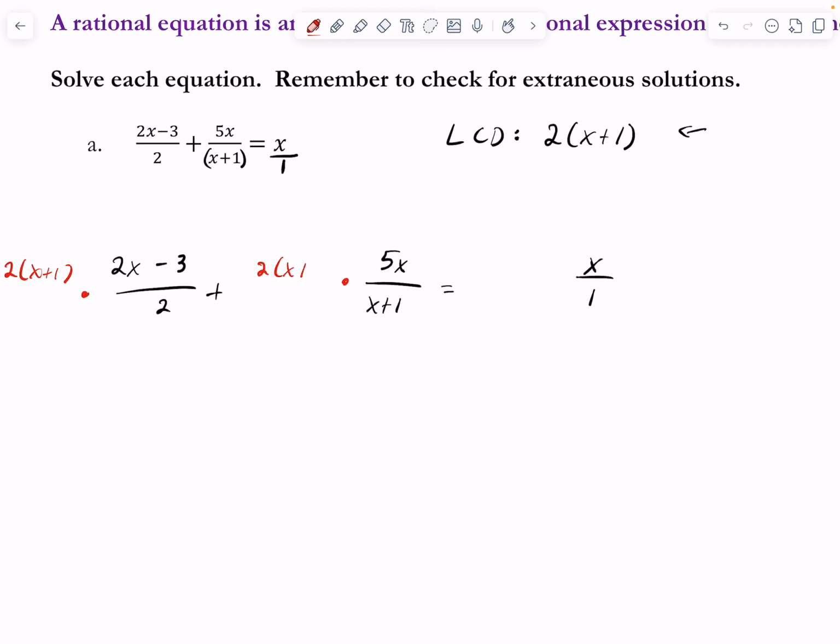And the nice thing with these is once you find the LCD, you don't need to do like with the expressions where you're like, okay, which one does this one need? This one is like everyone gets the same thing, okay? So here's how it works.